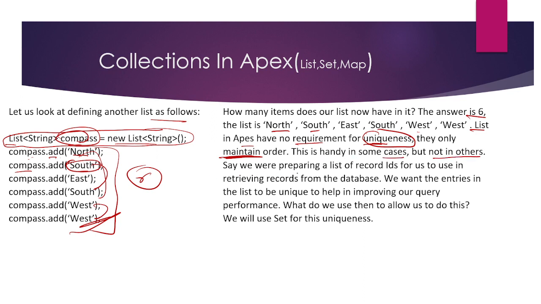Since we are preparing a list of IDs, for us to retrieve records from the database according to IDs, the ID should always be unique. Every record has a unique ID, and through this ID we retrieve the data from the database. In a list it will store duplicate IDs, but we want to use unique IDs. So what do we use? Set.